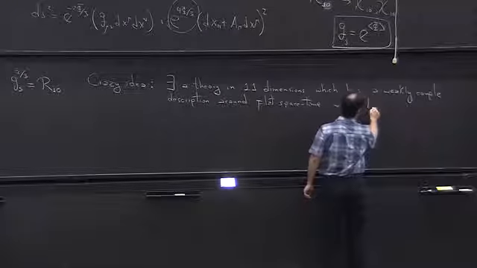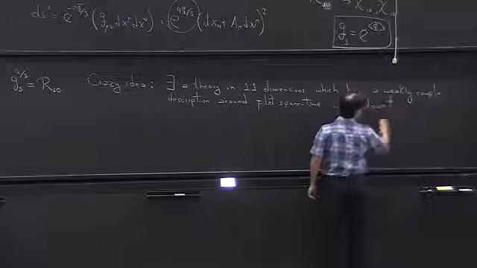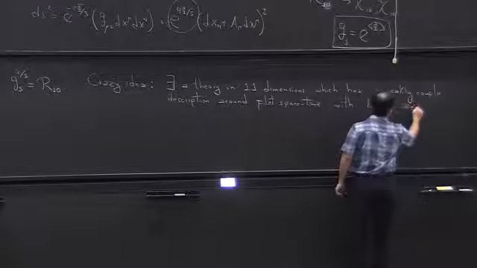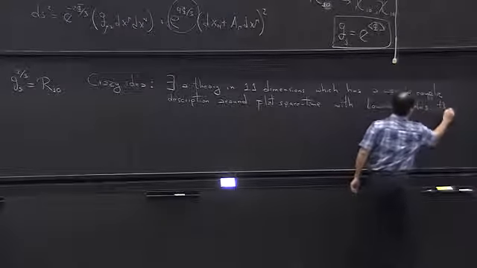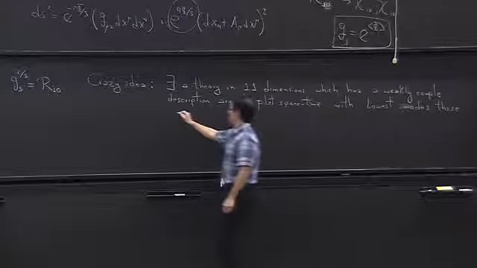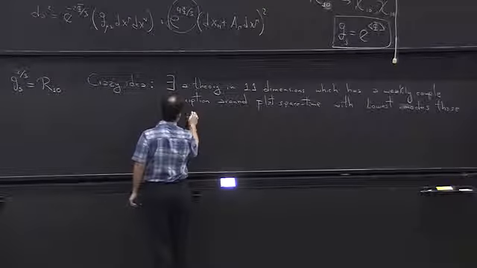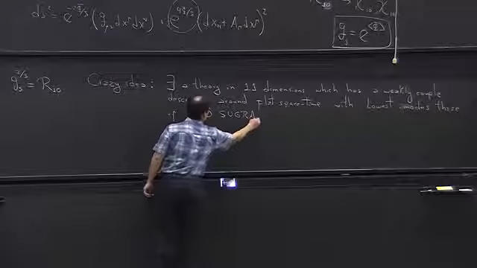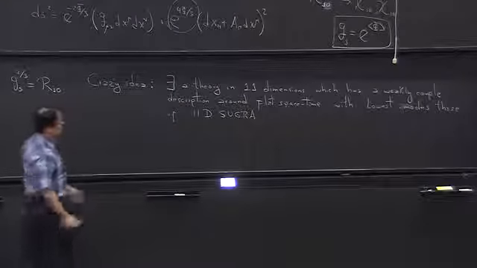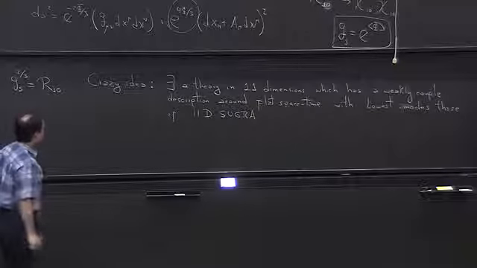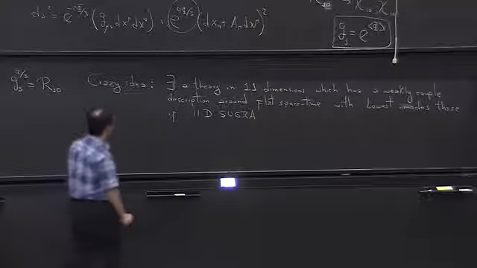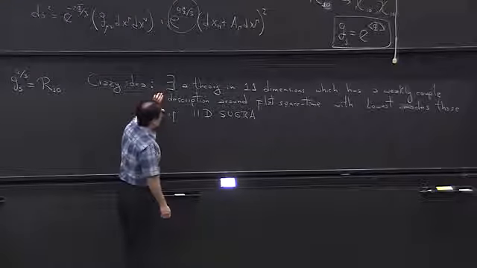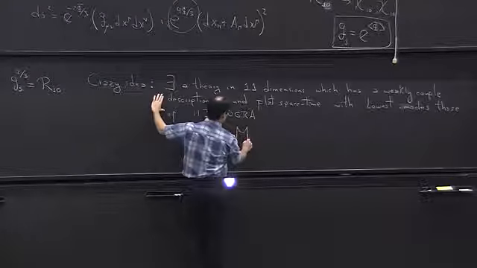with lowest modes, those of 11-dimensional supergravity, and the same low energy effective action as 11-dimensional supergravity. So the crazy idea was to postulate the existence of such a theory, and such a theory was called M theory.